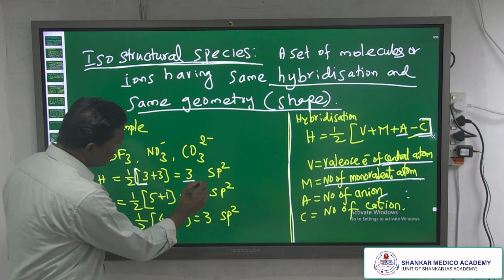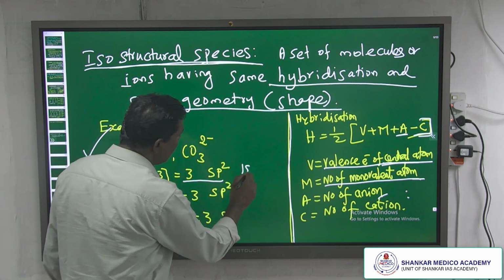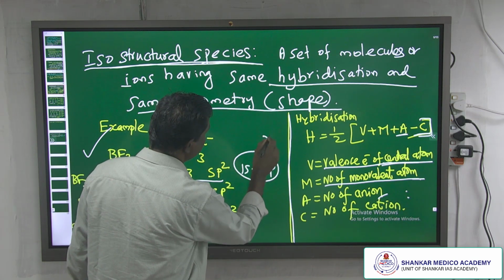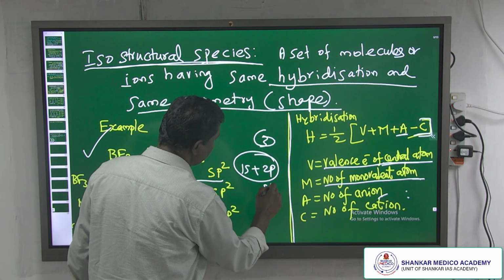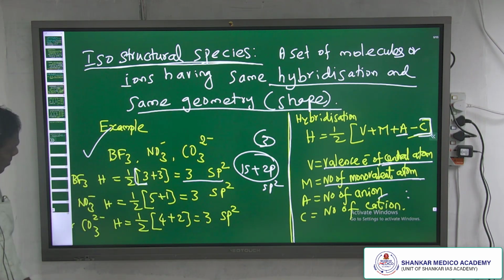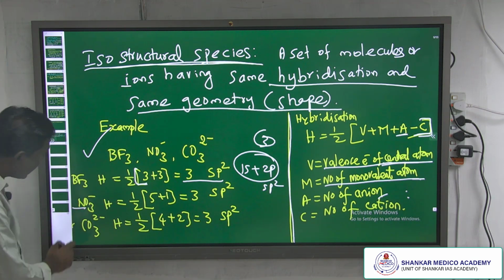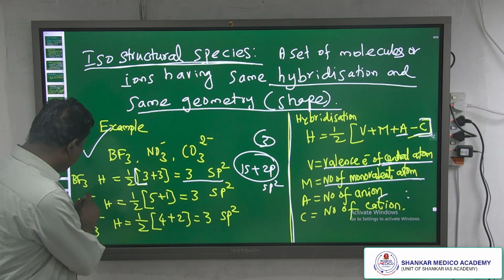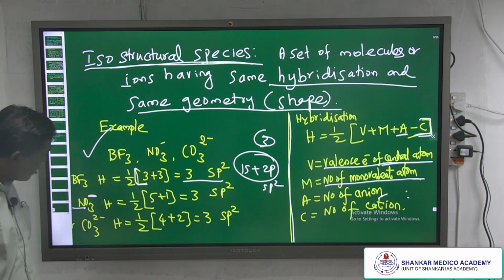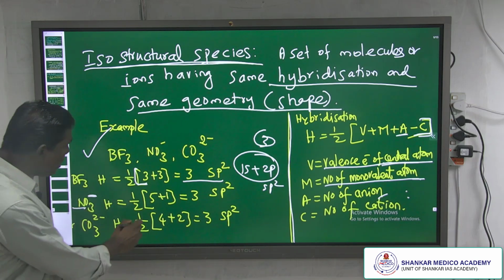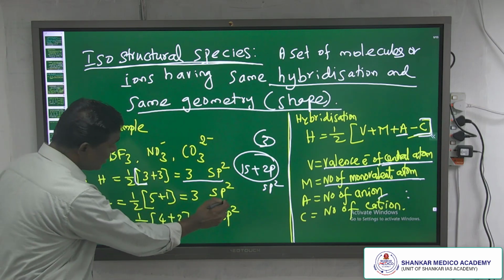This 3 stands for 1 s orbital and 2 p orbitals. So 1 plus 2, 3. So this should be sp2. And next is NO3 minus. In NO3 minus, nitrogen is the central atom. It has 5 electrons in the outermost shell, and it also has one negative charge, that is, the number of anion is 1. So 5 plus 1, 6 by 2, of course this is also sp2.